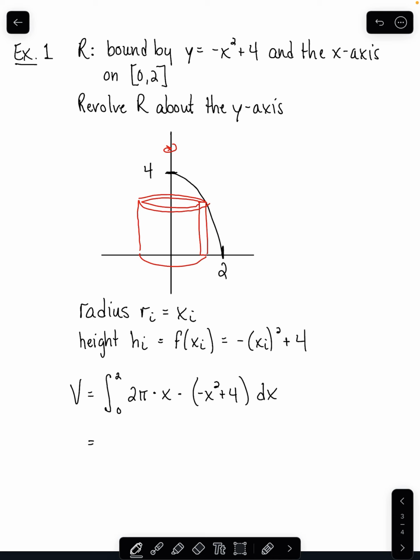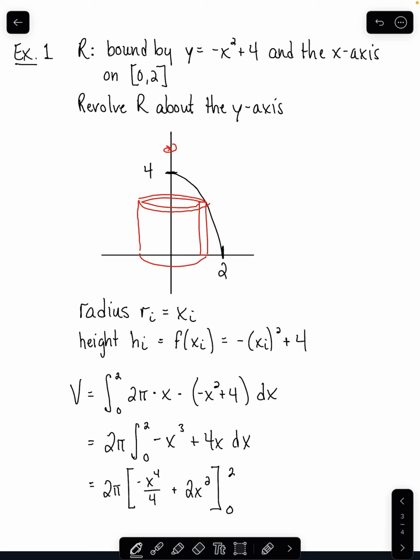This is a simple enough integral to evaluate. We can bring the 2 pi out in front. We can distribute the x into the negative x squared plus 4 to give us negative x cubed plus 4x. And this, being a polynomial integrand, is easily integrated. The antiderivative is negative x to the 4th over 4 plus 2x squared. And by the fundamental theorem, we will evaluate that at 2 and at 0 and subtract those.